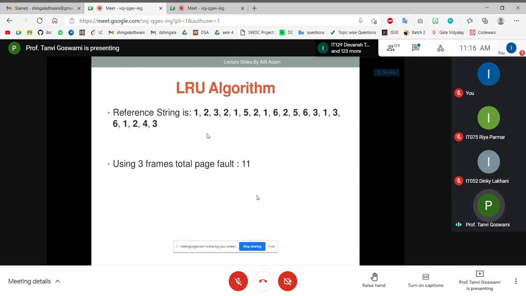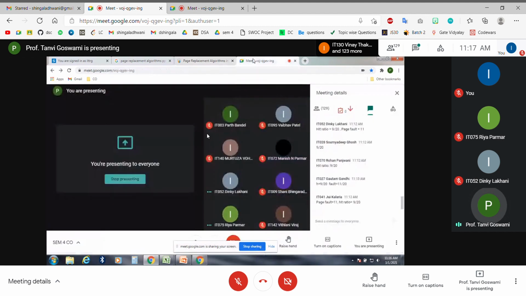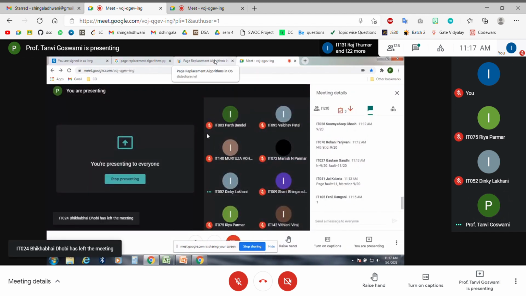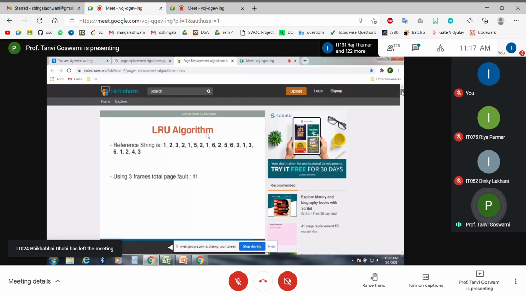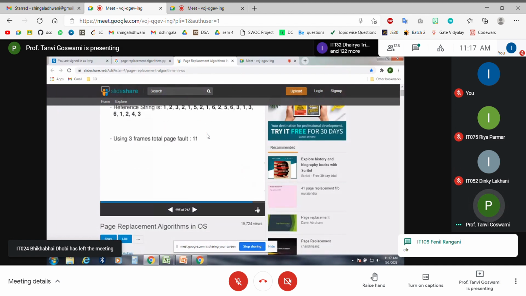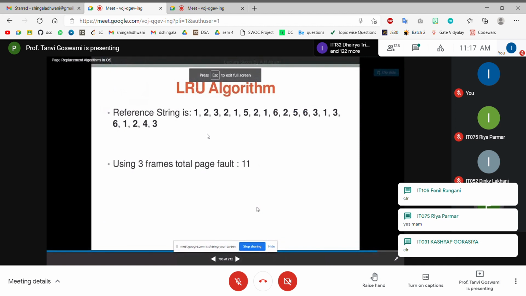So I think the difference between FIFO, LRU, and optimal is clear to you. Okay? Is it clear? The more you practice, the easier it will be to understand. All right?